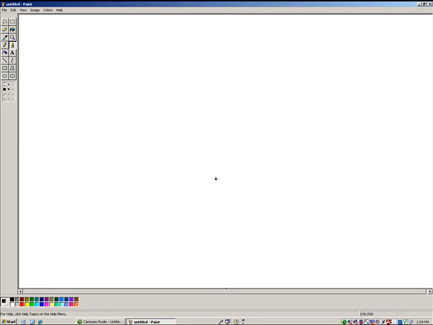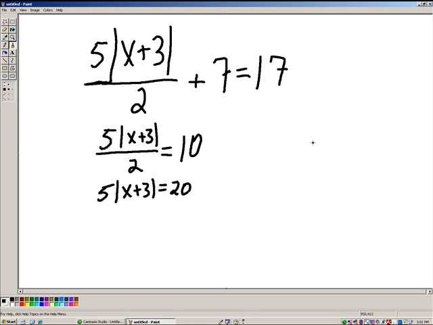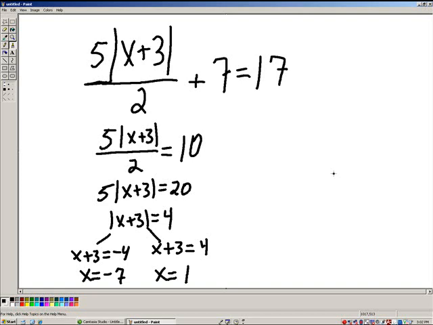If we put it all together, if this was our problem, 5 times the quantity of the absolute value of x plus 3, divided by 2, plus 7 equals 17. Going backwards on the order of operations, we have to first get rid of the 7. Then we have to deal with the multiplication and division. It doesn't matter which order we do them in. I generally take care of the division first, then the multiplication. And now I can finally deal with the absolute value and solve these two tiny little itty-bitty equations for a solution of x equals negative 7 or 1.